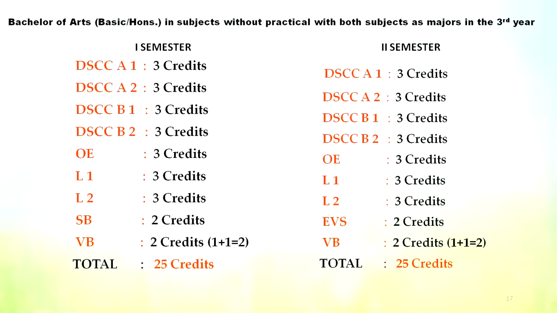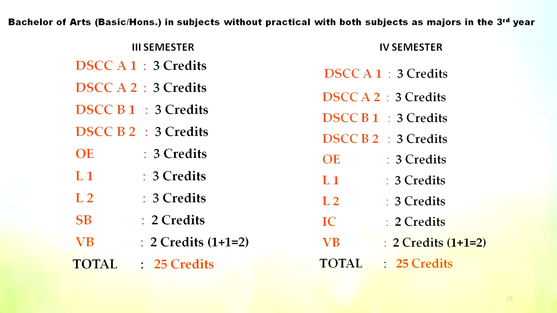Now, at the end of the first academic year of the program, that is, after he completes the first year of the program, the student will be earning a total of 50 credits. The second year of the program will have the third and the fourth semester.